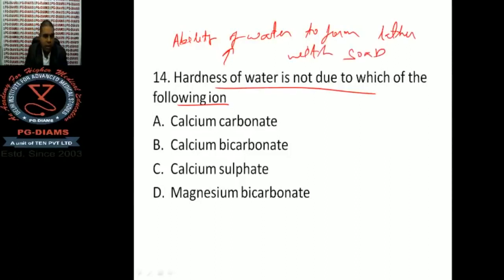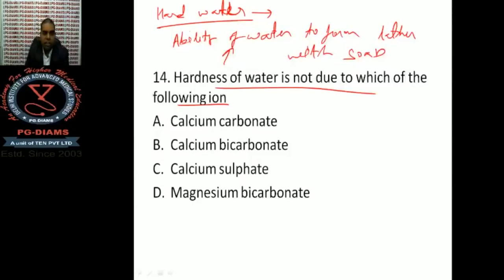Hard water has decreased ability to produce lather with soap. Why? Because in hard water there are bicarbonates or sulfates which react with soap and do not allow the froth formation to happen.